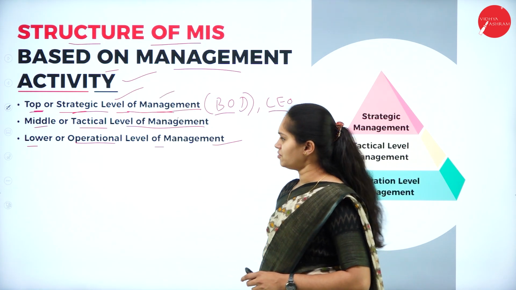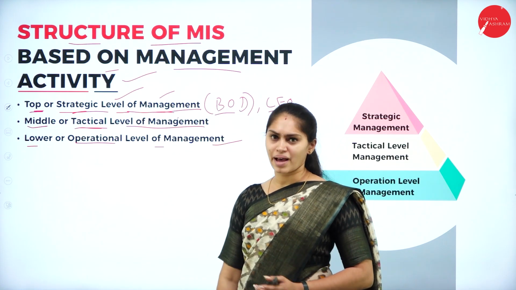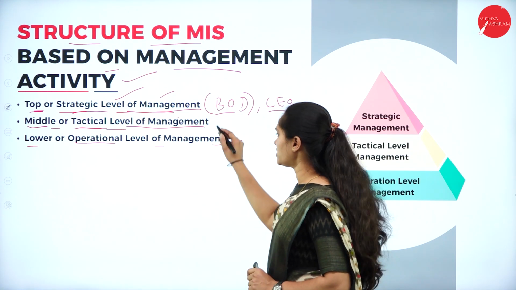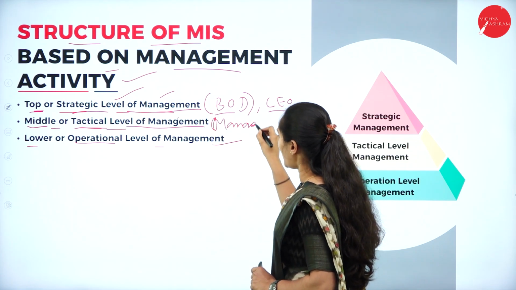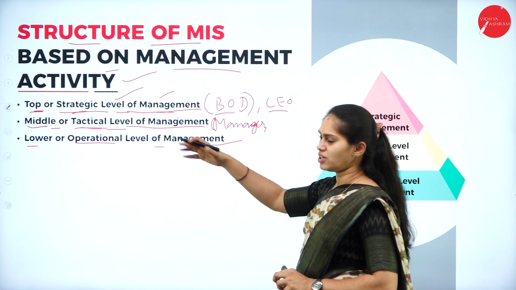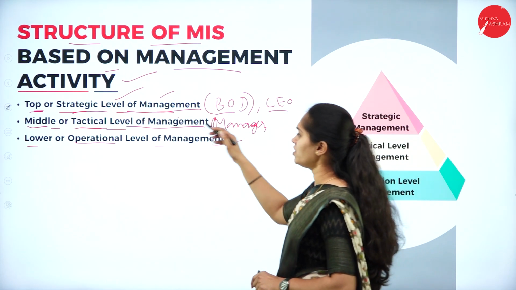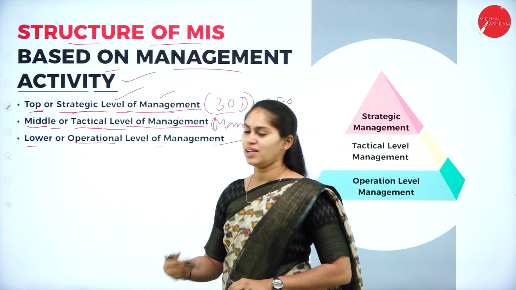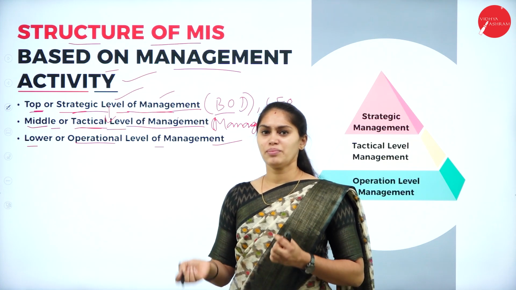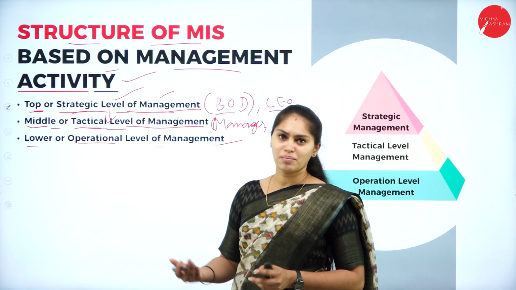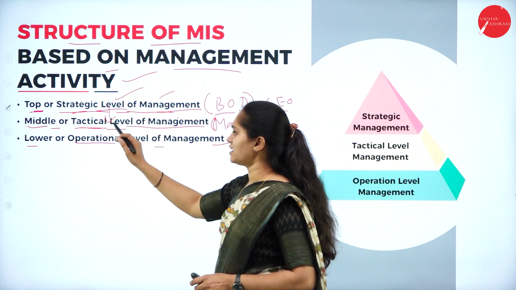Next we have the middle or tactical level of management. It takes place with the help of the managers of the organization, and it holds a middle range of decision making. This tactical or middle level gets guidance from the strategic level. What things need to be done, and what things should not be done, everything is guided by the strategic level to this tactical level.